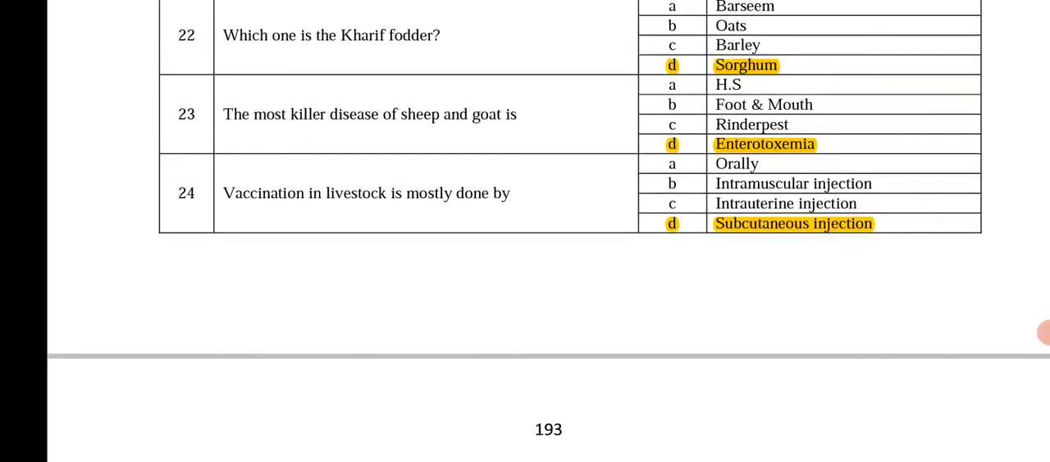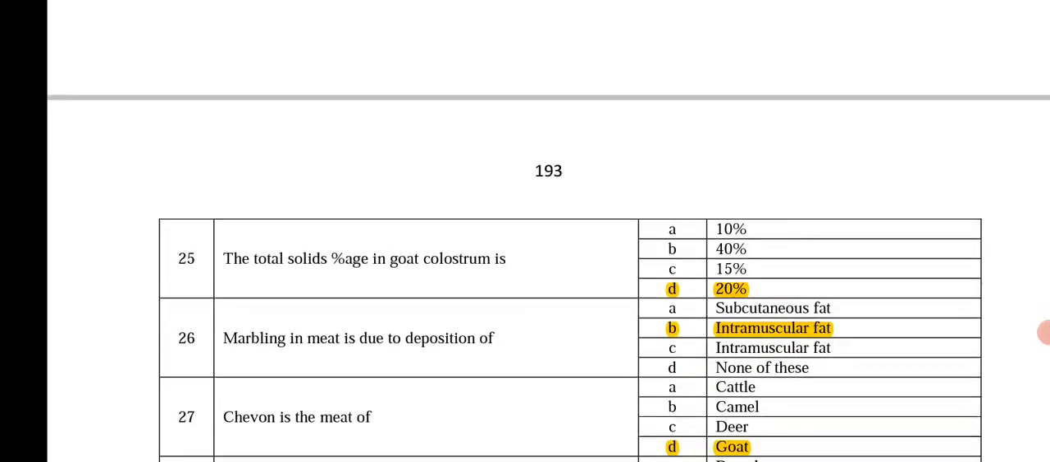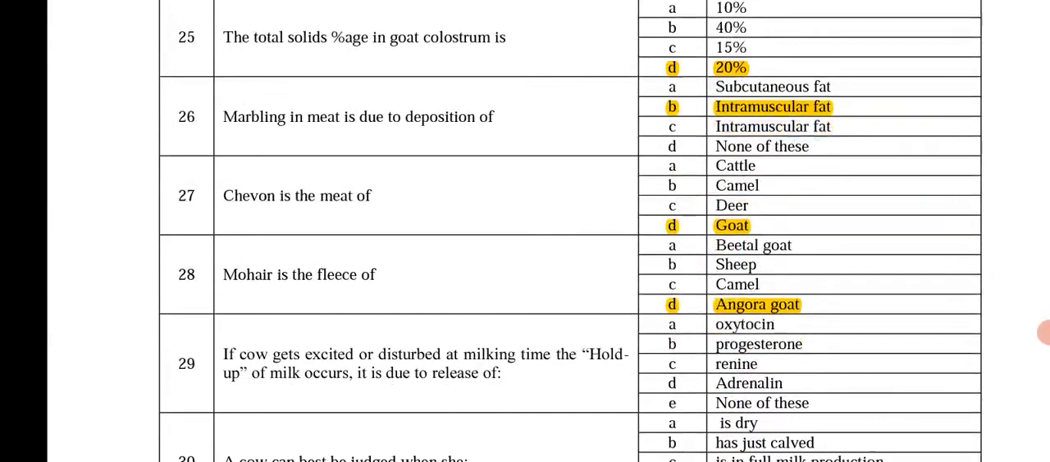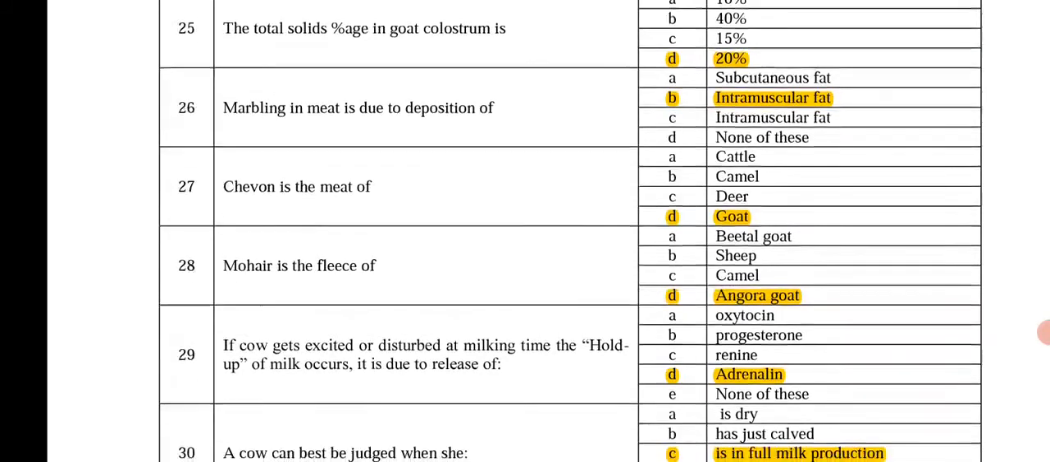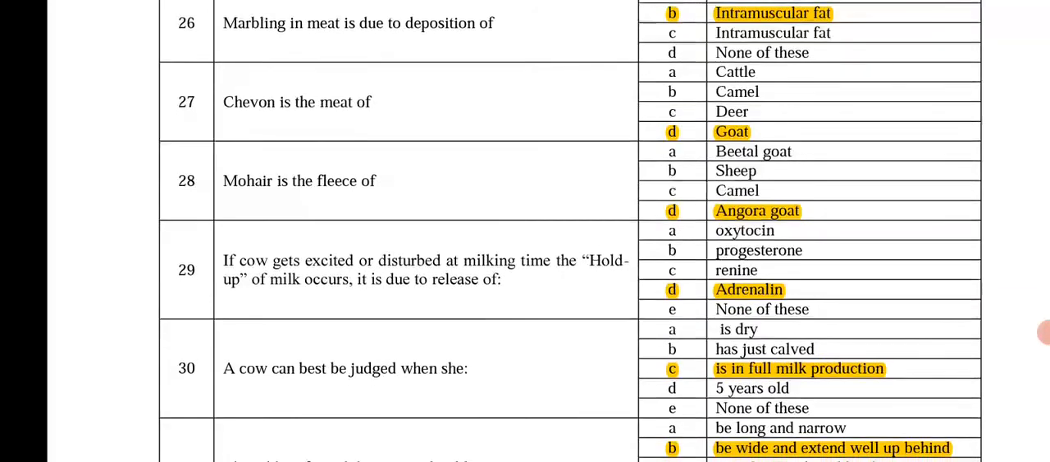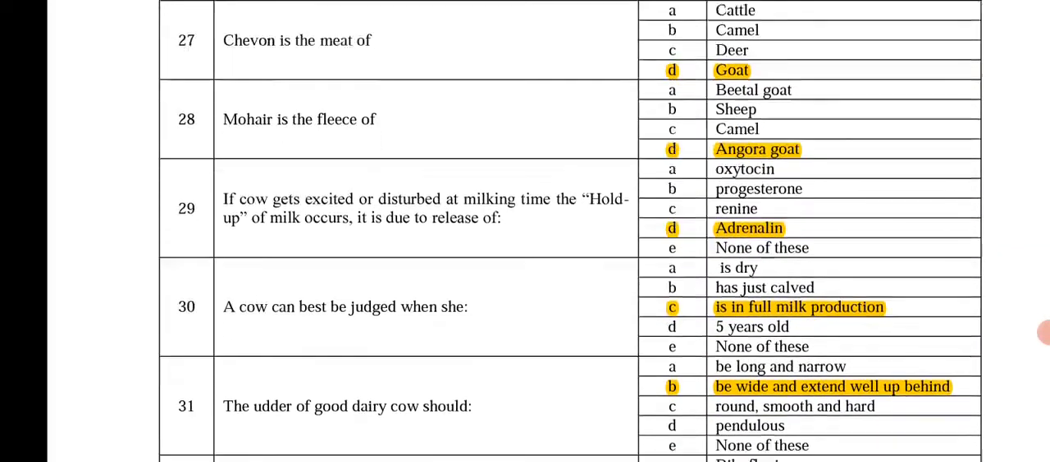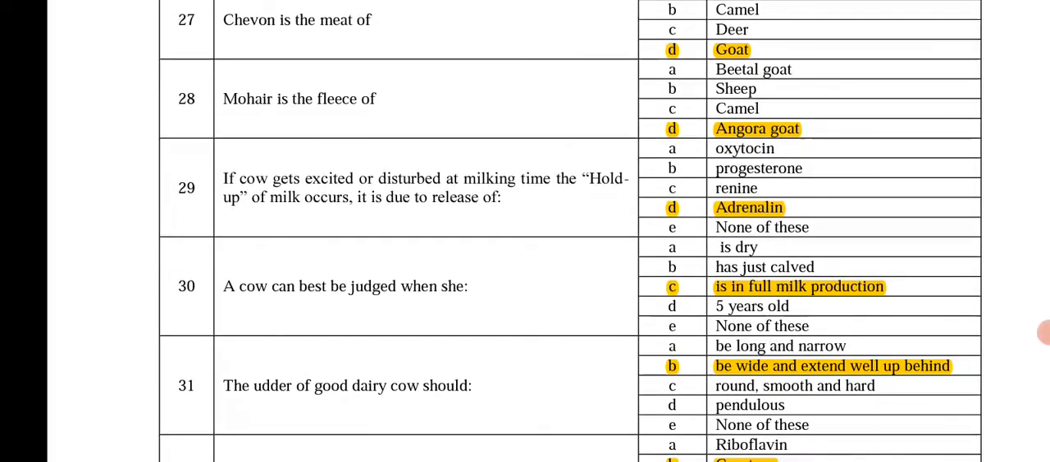Vaccination in livestock is mostly done by subcutaneous injection. The total solids percentage in goat colostrum is 20%. Marbling in meat is due to deposition of intramuscular fat. Chevon is the meat of goat. Mohair is the fleece of Angora goat. If a cow gets excited or disturbed at milking time, the holdup of the milk occurs due to adrenaline. A cow can be judged when she is in full milk production.